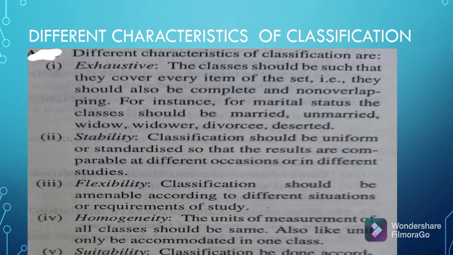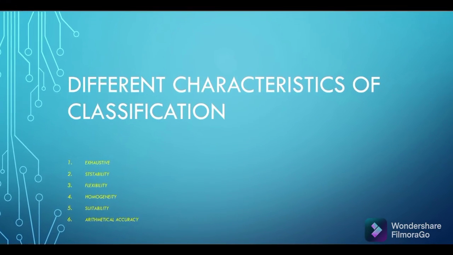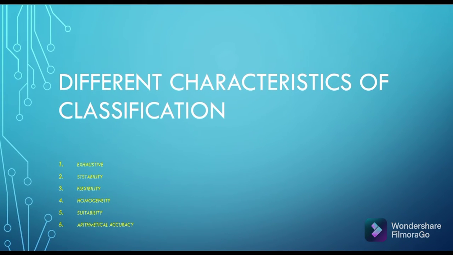Suitability. Classification should be done according to the objective of the study only. For instance, to study the financial status of people, it will be useless to classify them according to their skin color or hair color. Arithmetic accuracy. The sum of the number of units in all classes should be equal to the total number of units. Also, in case of observations, the sum of observations in all classes should be equal to the sum of all observations.